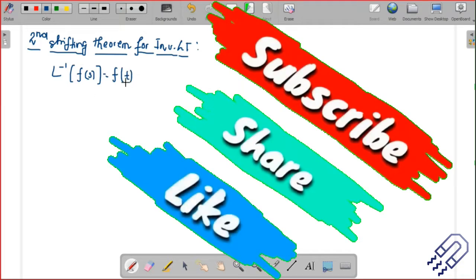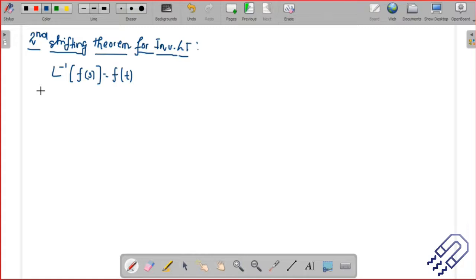We already know this side is s, this side is t. We're just going to take the second shifting theorem and see how it is used in the inverse. In the Laplace transform, you have f of t minus a, h of t minus a, and the result is e to the power minus as Fs. In the inverse, it will be L inverse of e to the power minus as Fs is equal to f of t minus a, h of t minus a. That's the inverse transform. Very simple.